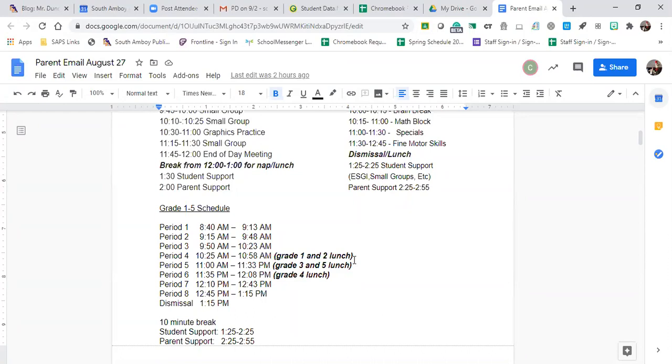And again, the student support and parent support, this is for every grade level. The student support is scheduled by the teacher, and the parent support can be scheduled by you. If you feel that you need to speak to your teacher or you're concerned about certain aspects of the day, that can be a conversation with the teacher. It can also be a conversation with me or Dr. Grzeski. This is the schedule breakdown.